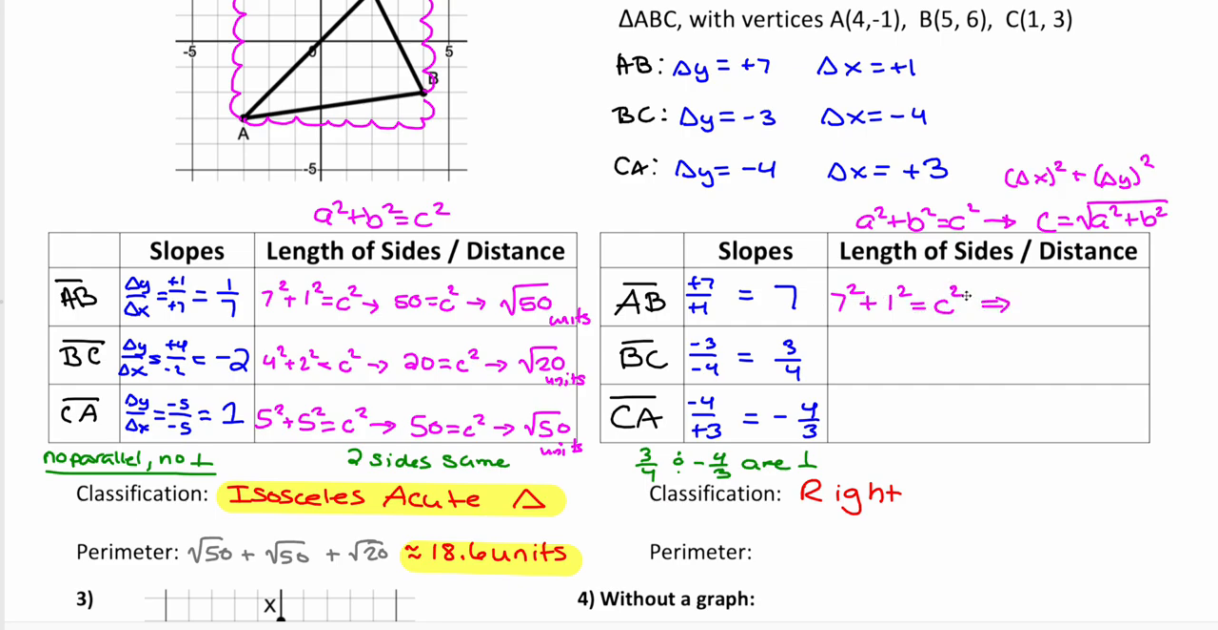So we'll end up solving for c, so we're going to take the square root. We'll have the square root of 7 squared is 49, 1 squared is 1, 49 plus 1 is 50. So we have the square root of 50 units again.